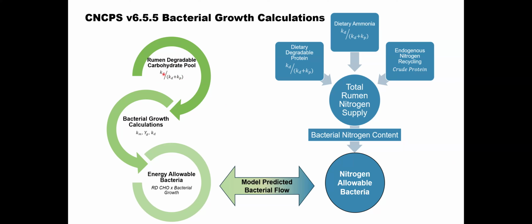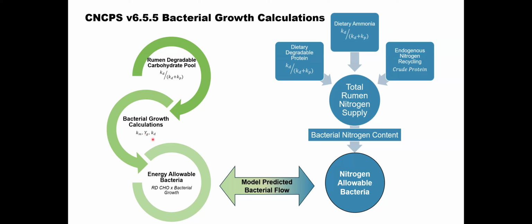From that rate of digestion, we then calculate the bacterial growth requirements and supply. That would include the maintenance, the growth, and of course that's tied to the Kd. Our assumption forever and always in the CNCPS is that the rate of disappearance of the carbohydrate is collinear or equal to the rate of potential growth of the bacteria.